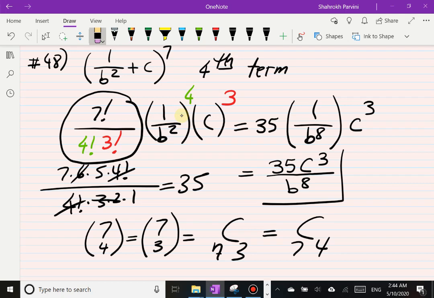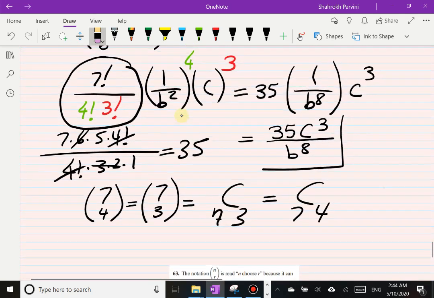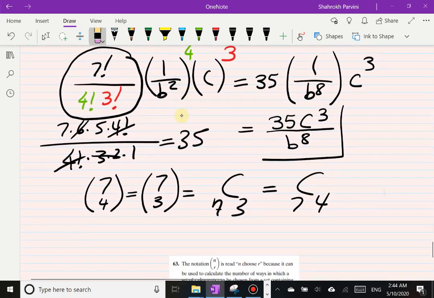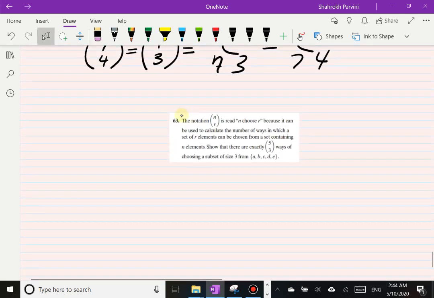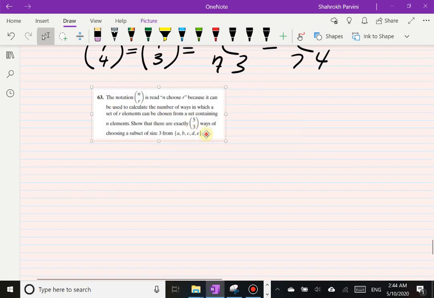Now, the last thing I want to do is actually that n choose r. Let's clarify, what are we exactly choosing? So this is what the n choose r means.